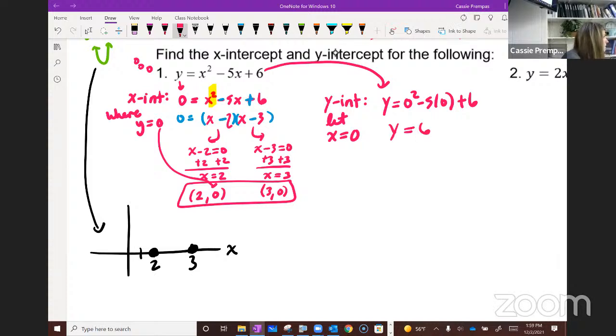We actually have a question. Why do you put 0 squared? Is this just because that's what y is? That's because I'm plugging it into the equation.